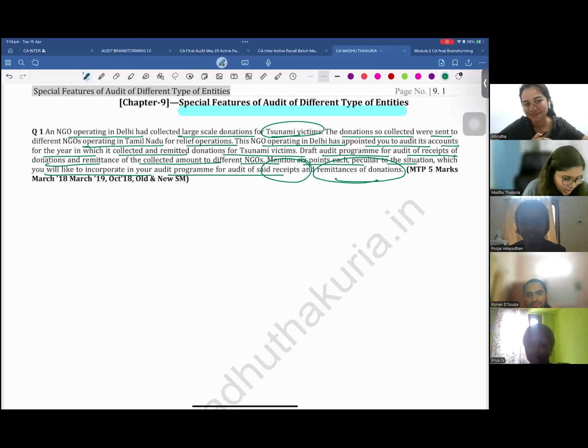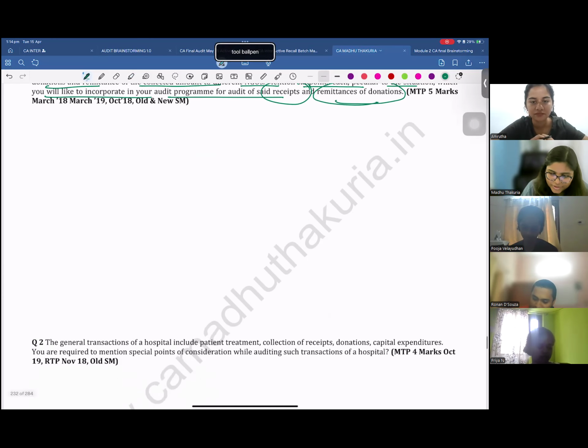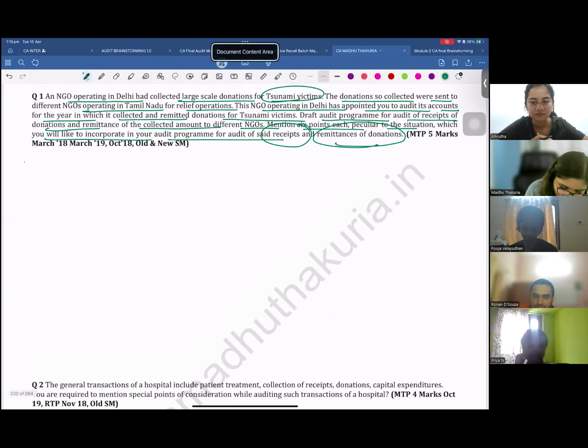Chalo, how do we do the audit of receipts and remittance of the donations for the non-government organization? The specific points you have to write in the examination. First, no reference to any other topic. You have to start the answers directly.